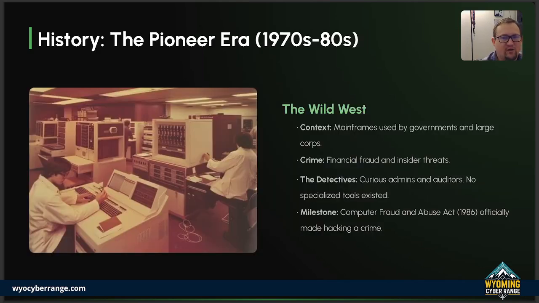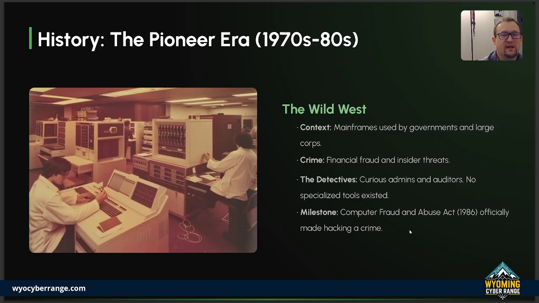Now, known as the Wild West, the 1970s and 80s, everything was focused on mainframes. They were used by governments and large organizations. Now, the crimes here mostly were financial fraud and insider threats. And so, us as detectives, we didn't really have any specialized tools. Investigations were handled by curious admins and auditors to figure out what happened to their own systems. Now, in 1986, this is a huge milestone, is when the Computer Fraud and Abuse Act was officially made into a statute, a law, which made hacking an actual crime. And many times it's a federal crime.